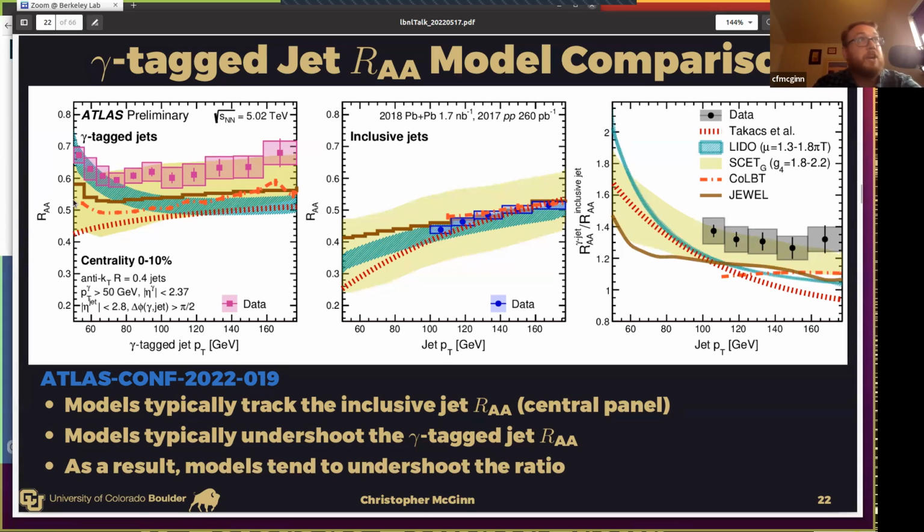what we find is that the models generally undershoot this value. There is some wiggle room in the case of, say, SCET. The large yellow band corresponds to an uncertainty on the g parameter here, in the range 1.8 to 2.2. So they have a large band and they're compatible with the gamma tag data because of that band. But ultimately, I think you can tell the centroid undershoots and most of the theories undershoot, and as a result, they undershoot the double ratio. That's the global story of model comparisons to the gamma tag jet RAA as it exists.